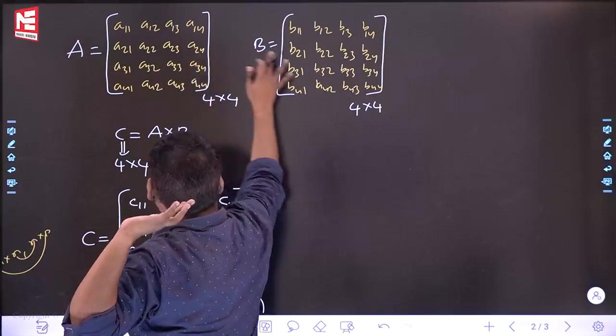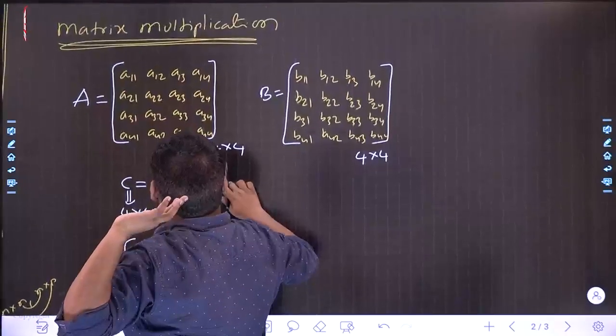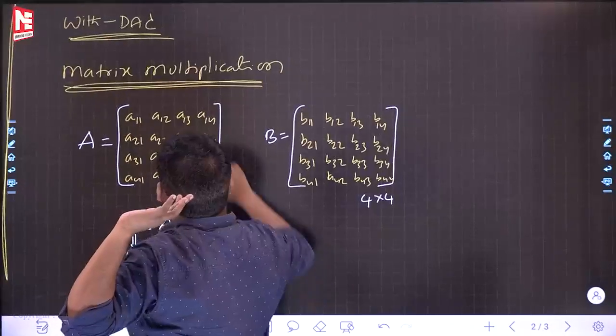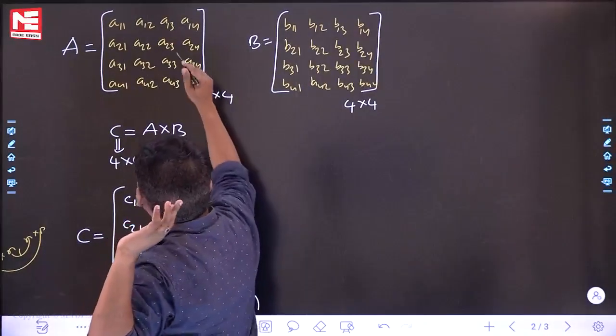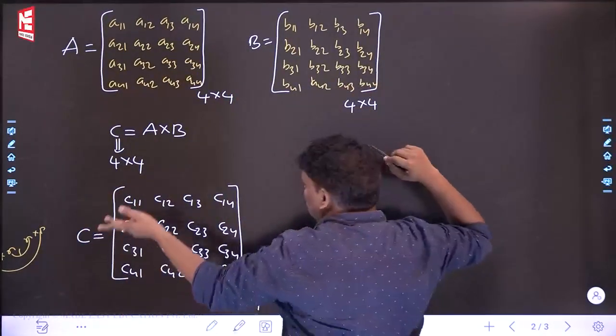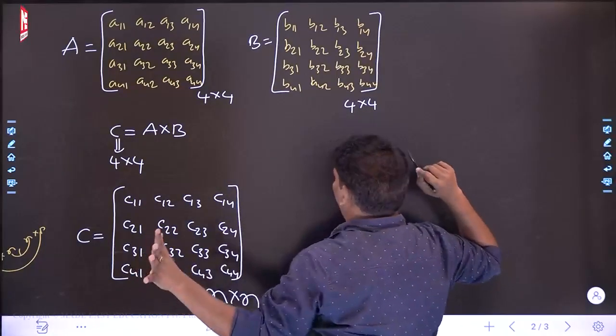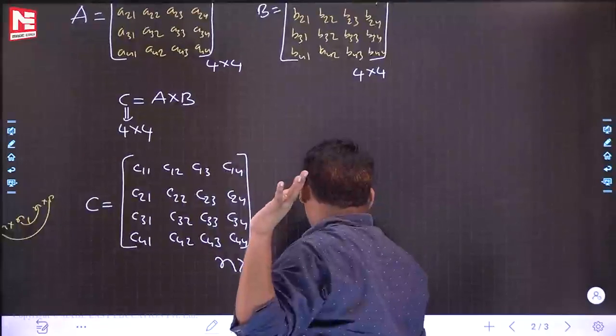How to multiply two matrices with divide and conquer? See the topic name also: with divide and conquer, matrix multiplication, how? Everything is ready. A is 4 by 4, B is 4 by 4, C equals A into B, C also 4 by 4. N by N means what? 4 by 4. If you want, I will write.